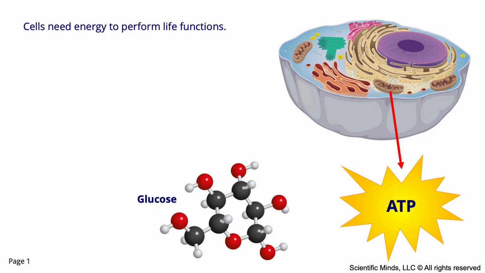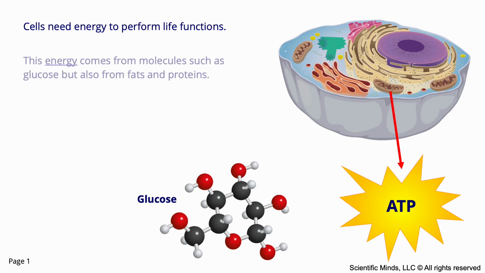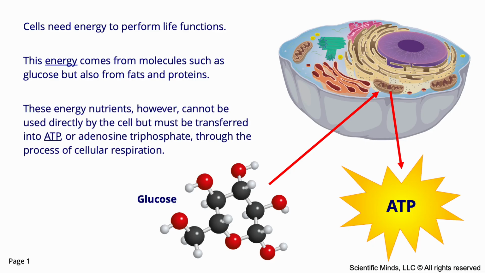Cells need energy to perform life functions. This energy comes from molecules such as glucose, but also from fats and proteins. These energy nutrients, however, cannot be used directly by the cell, but must be transferred into ATP, or adenosine triphosphate, through the process of cellular respiration.